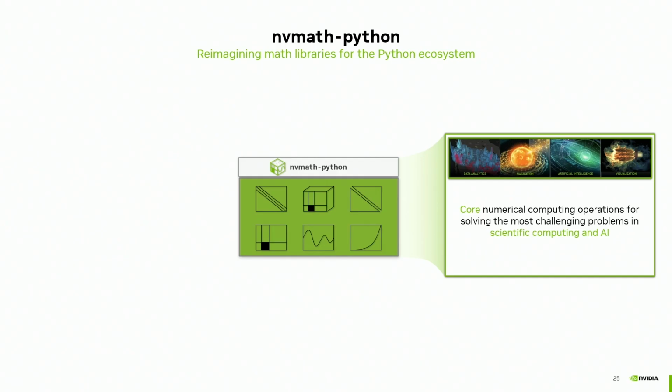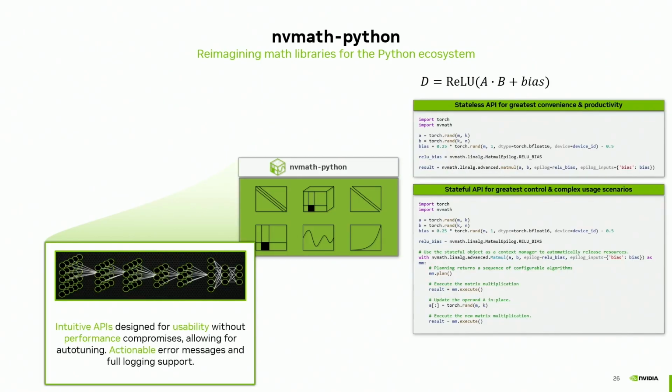All right, to start, NVMath Python, which is currently in a public beta, is one of our newest math libraries in Python, and it provides core numerical domains for science and AI for the Python ecosystem. NVMath Python provides you with intuitive APIs that are designed for usability without any performance compromise. NVMath Python also allows for auto-tuning.